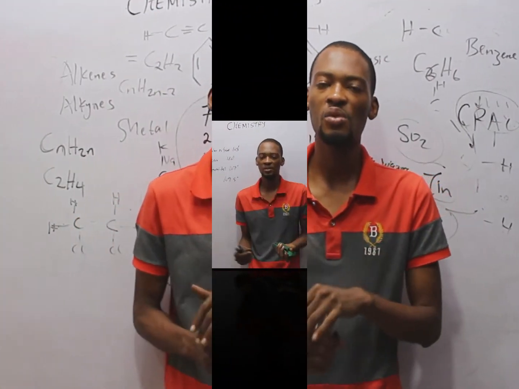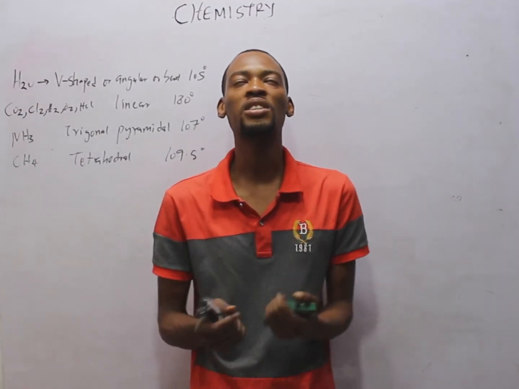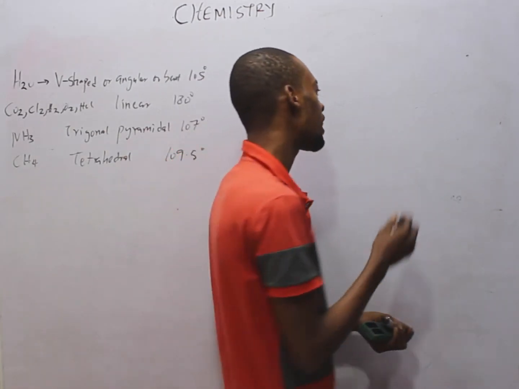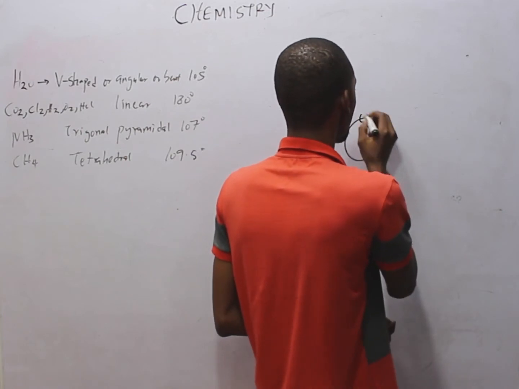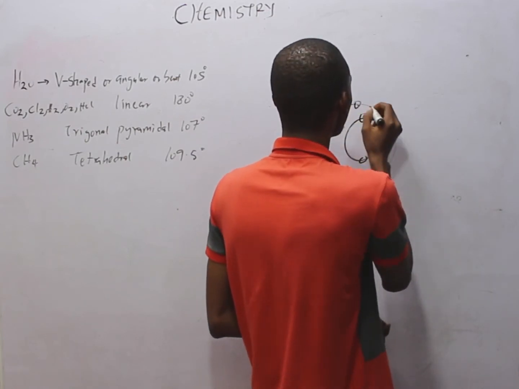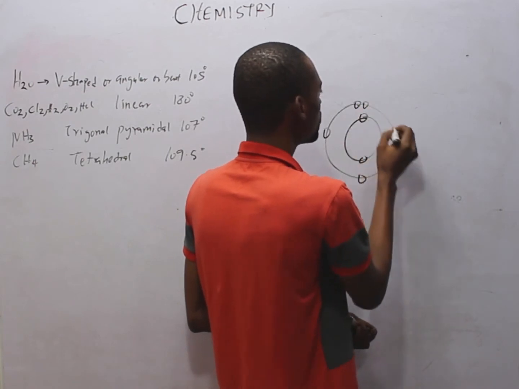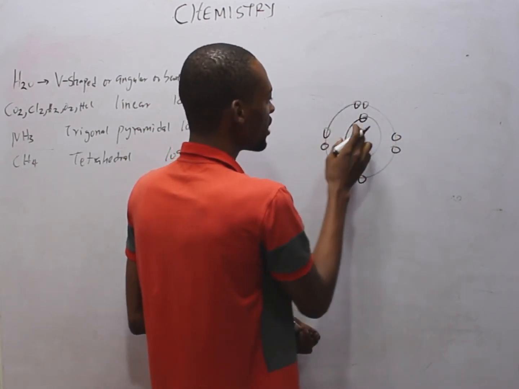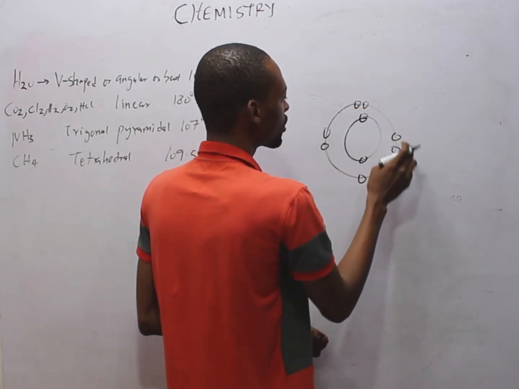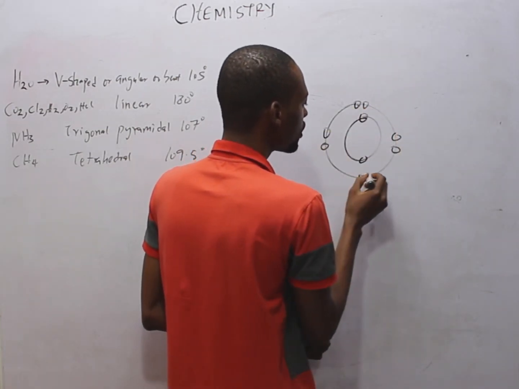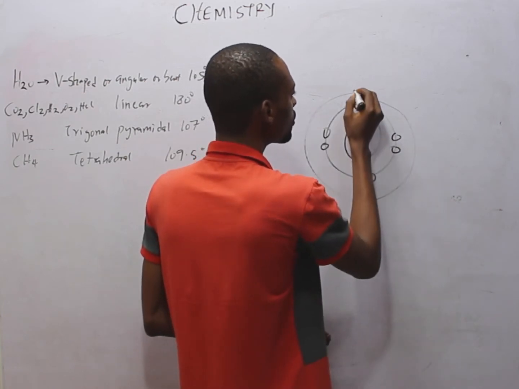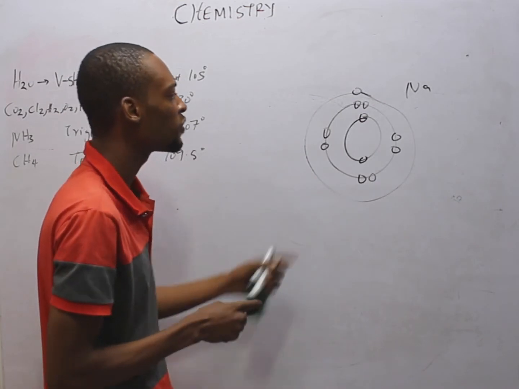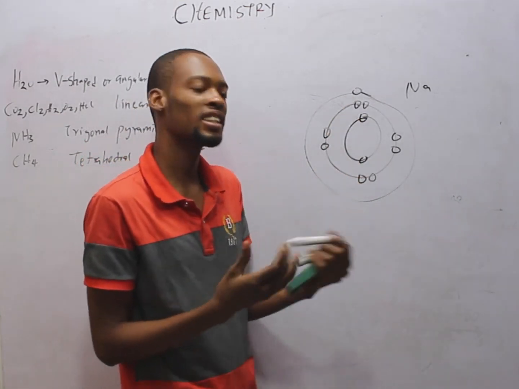a fire extinguisher. The reason for chemical reactions is to achieve stability. For example, if you have hydrogen, helium, lithium, beryllium, boron, carbon, nitrogen, oxygen, fluorine, neon, sodium. Okay, let's call this sodium. Sodium, in this configuration, has one electron in the outermost shell.